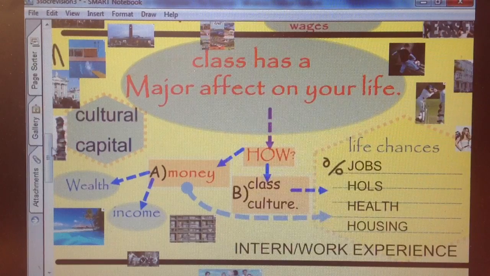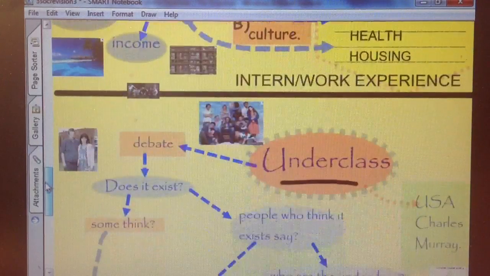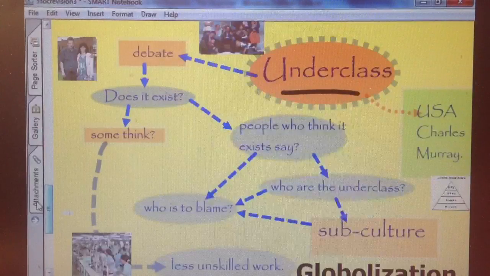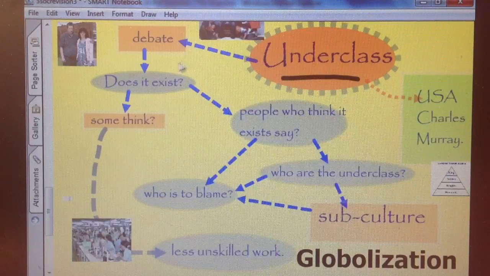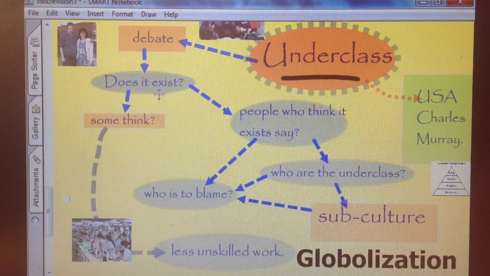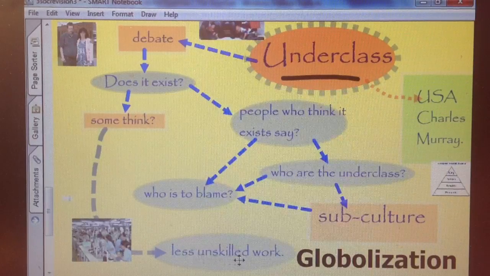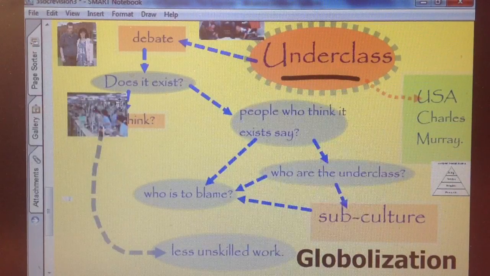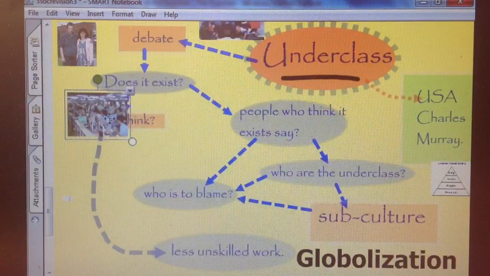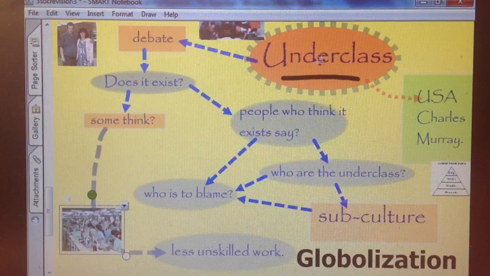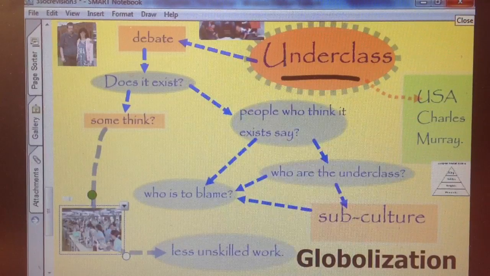Okay, moving on. One of the big debates in sociology is the underclass. And the debate is, do they really exist? Now, some people think, yes, they exist, but they exist because there's basically less unskilled work to do. Because of globalisation, there is less unskilled work, because the unskilled work has gone to India and China and the Philippines. So the underclass are simply a group of people at the bottom of the class pyramid who don't have any work to do in Britain anymore.